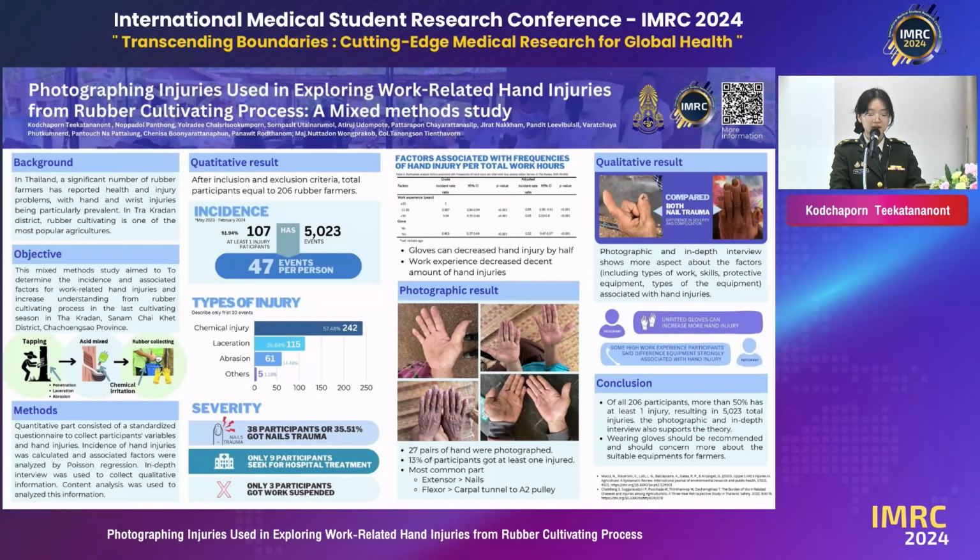Chemical injury was ranked as the most common type of injury, around 57%. We describe only first-hand events, and after that are laceration and abrasion. In terms of severity, around 36% of all participants got nail trauma, which is related to the chemical injury, but most of the events were minor because only 9 participants sought hospital treatment and only 3 of them had work suspended.